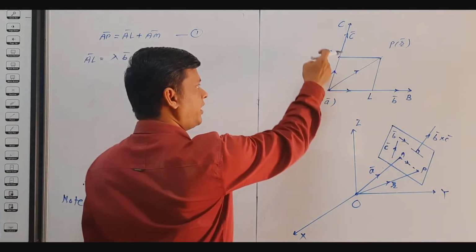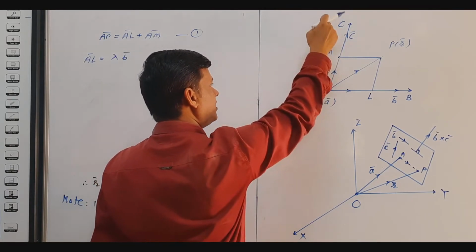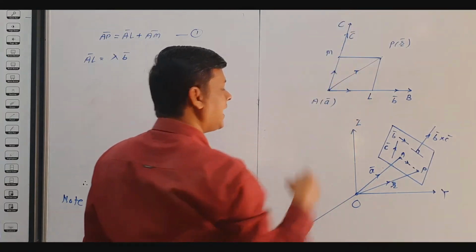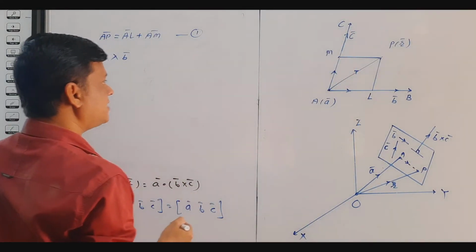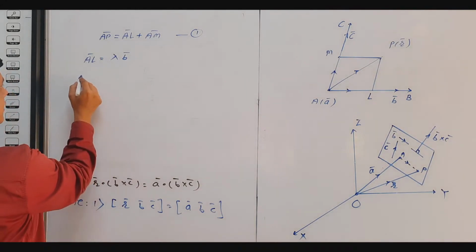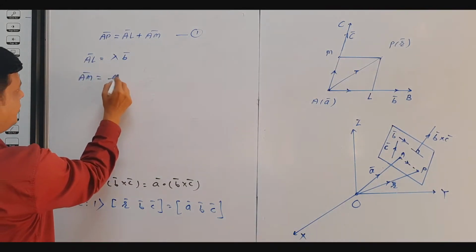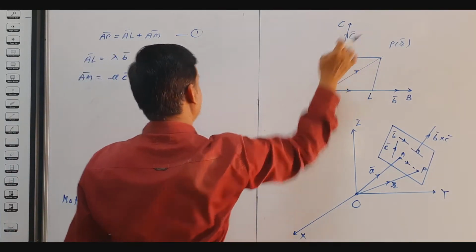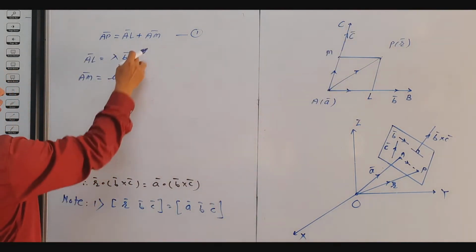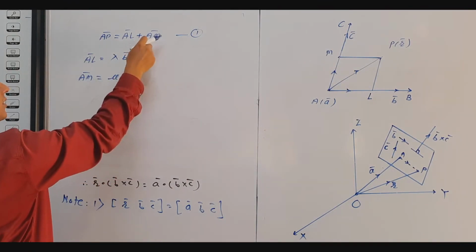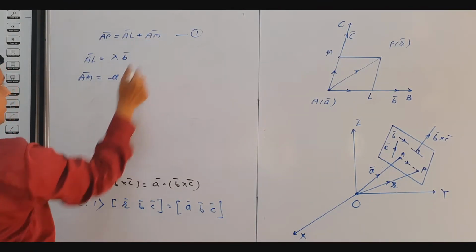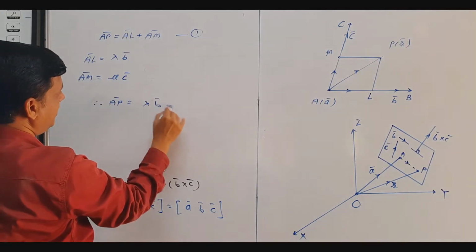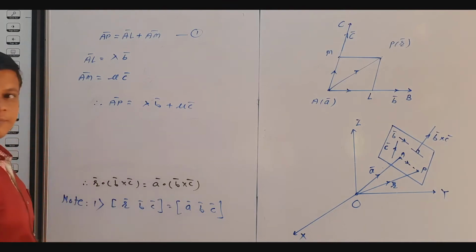Similarly, we consider point M on vector AC. So vector AM and vector AC lie on the same line. Therefore, there exists a scalar mu such that vector AM is equal to mu into C bar, because vector AC is vector C. So we substitute this in equation number 1. Therefore we get vector AP is equal to lambda into B bar plus mu into C bar.